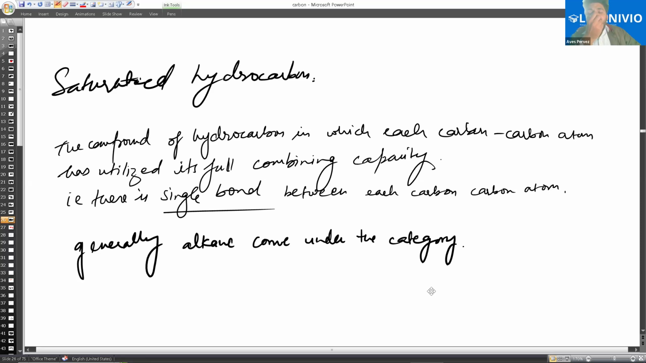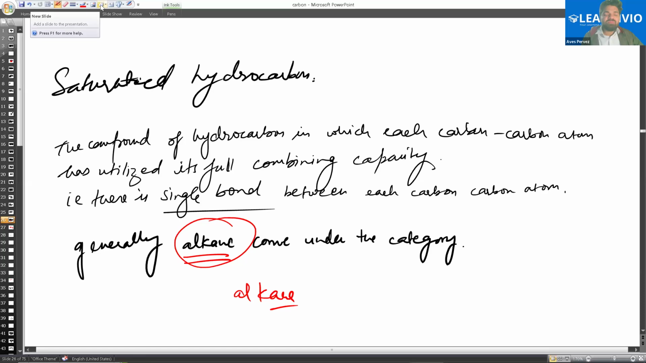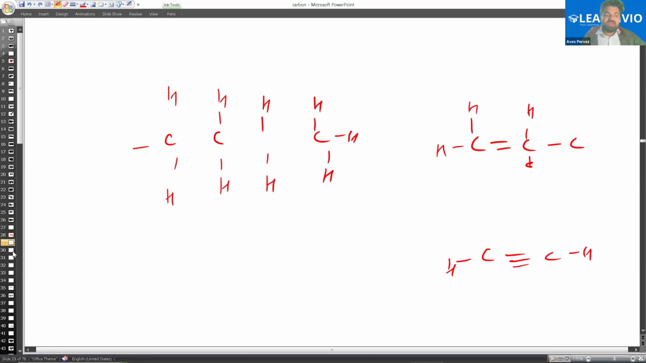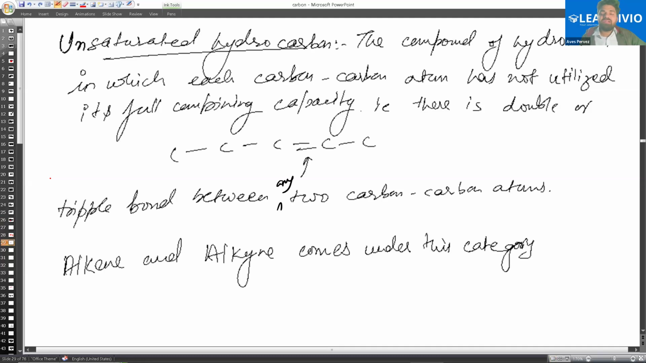Done, sir. Generally, alkane comes under this category. We'll learn what is alkane. For example, saturated hydrocarbons are those hydrocarbons having single bonds between carbon-carbon atoms. And if it has a double bond or triple bond, then it is considered an unsaturated hydrocarbon.